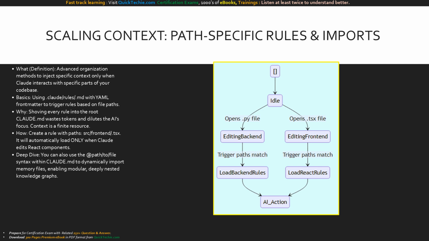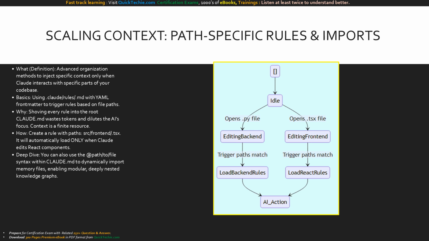a .claude/rules/ directory with YAML frontmatter specifying file paths. If you set the path to src/frontend, those rules strictly load only when Claude touches frontend code. Additionally, you can use the @ symbol syntax within your memory files to dynamically import other markdown files. This allows you to modularize your project's memory, ensuring Claude remains hyper-focused and token-efficient.